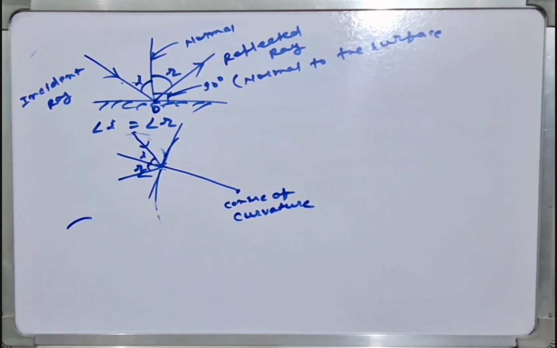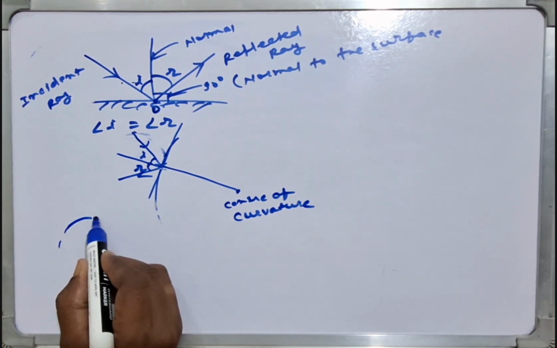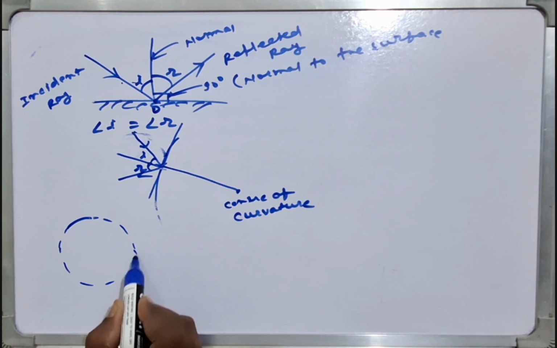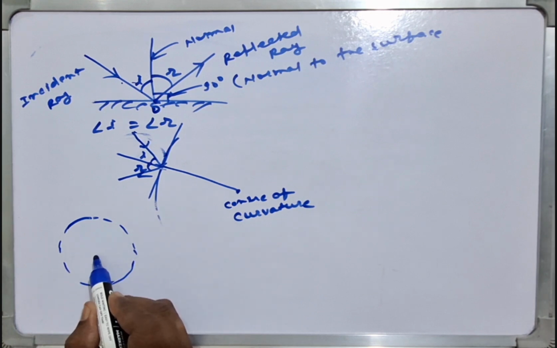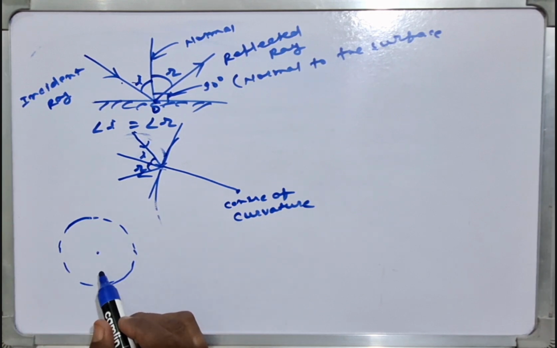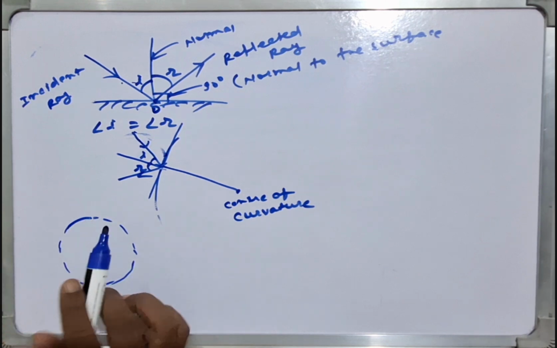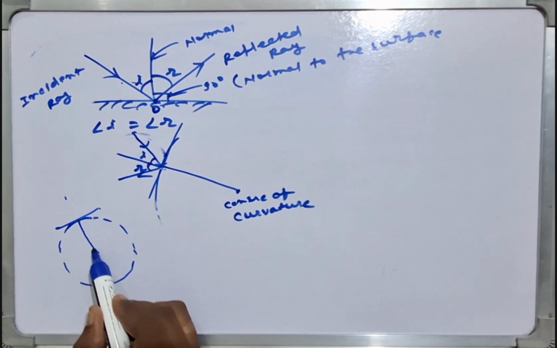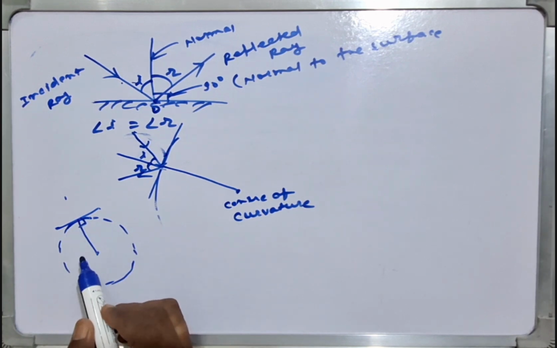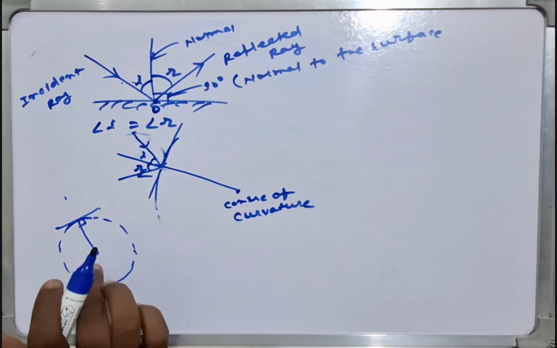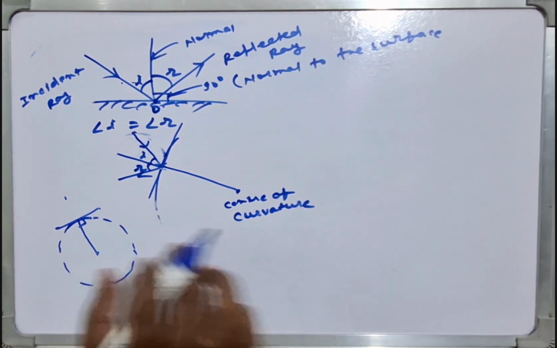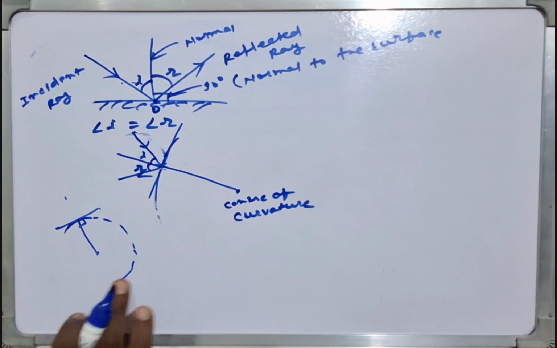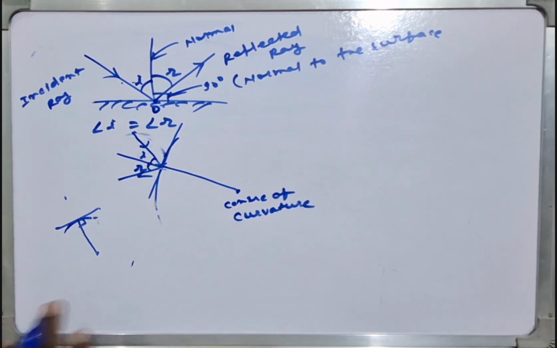What does this mean, guys? Suppose this is a part, a curved part. If you make the whole part, it becomes a circle. Now this is the center of curvature of this circle. This is the tangent. If you draw a normal to it, making an angle of 90 degrees, it passes through the center of curvature of that curve. Now you omit this, and the figure will be like this.